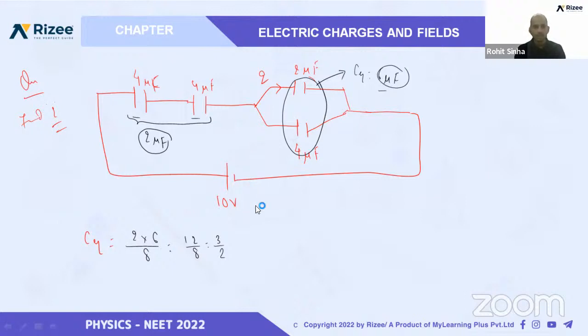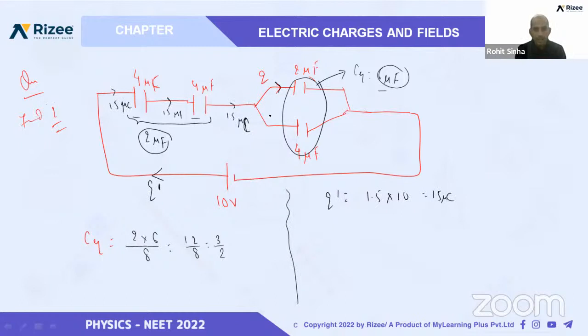Okay. Now let us see. If this is C equivalent, we have to find this charge. We will find first this charge, let us say Q dash. Q dash is equal to CV. C we got 3 by 2, that is 1.5, into V is 10, that is 15 microcoulomb charge. 15 microcoulomb charge is coming from here, like this.